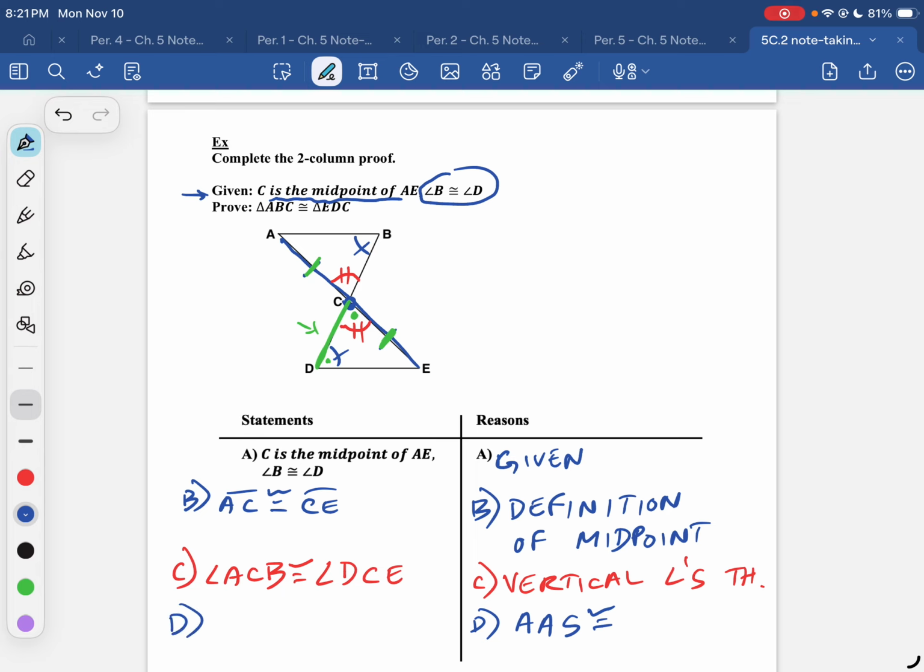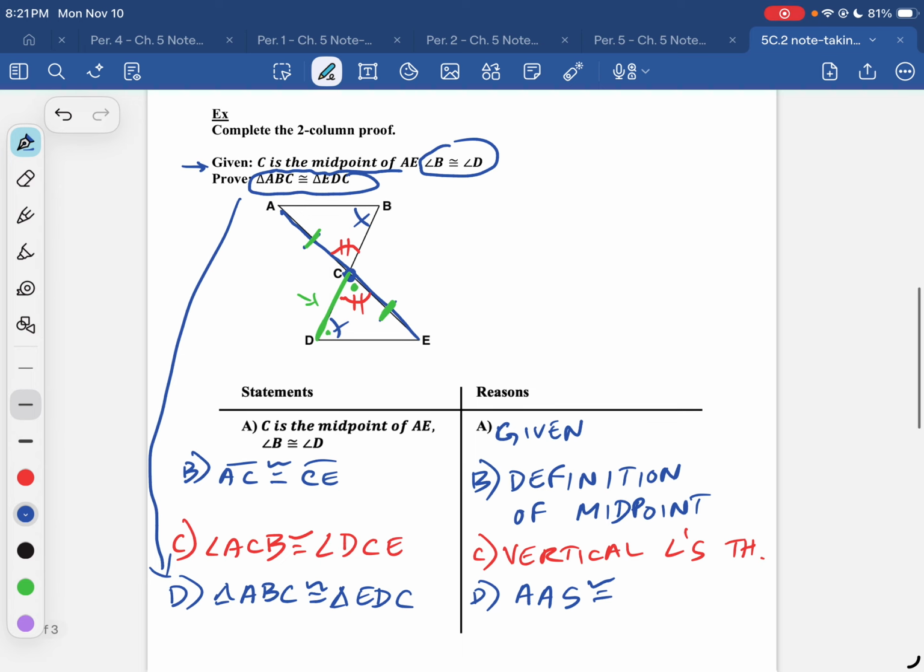And then I also want to write what I'm trying to prove exactly the way it is at the top up here. That should be my last statement. So that's going to be triangle ABC is congruent to triangle EDC. Okay. Also, I should say the two steps in the middle, steps B and C, those could be in reverse order. You could have done the vertical angles before the definition of midpoint. But other than that, you'd need this proof as is. You need all four of those steps to complete it.